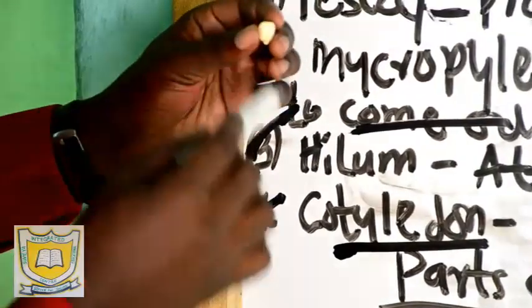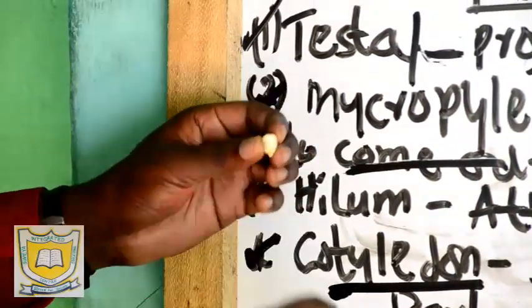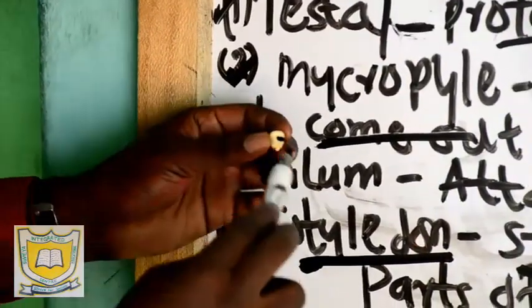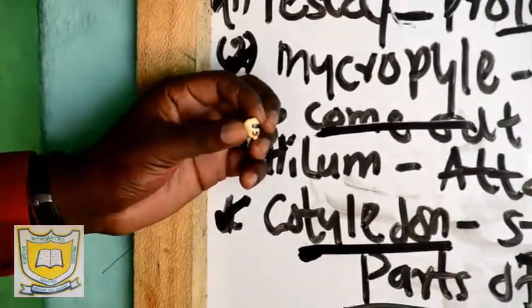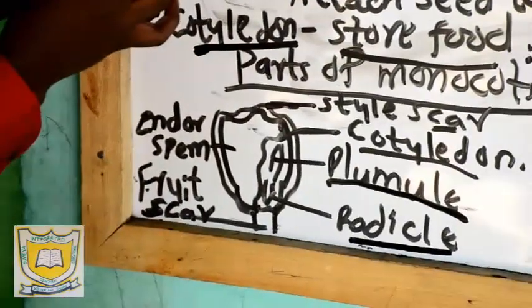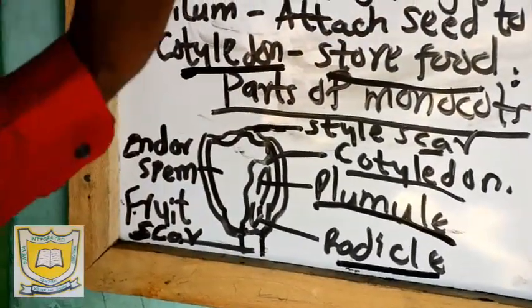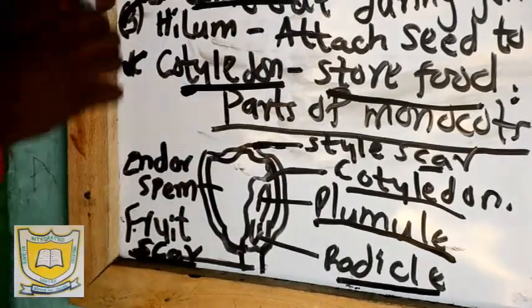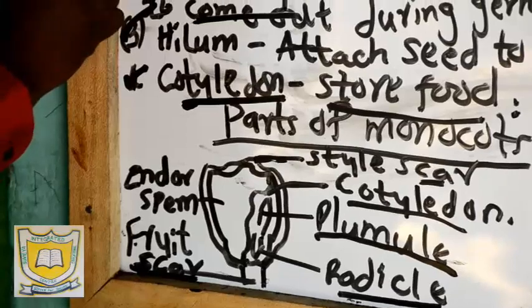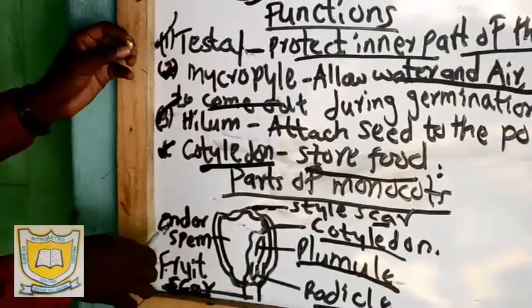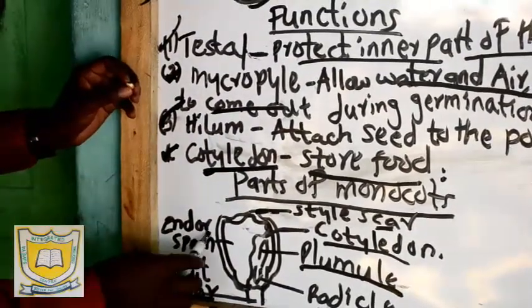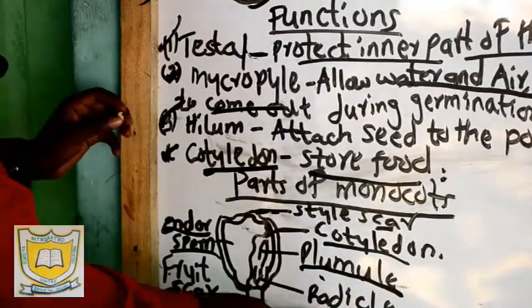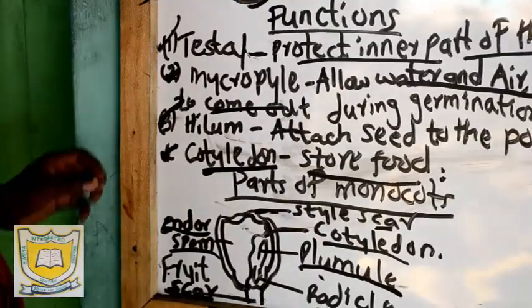Now the cotyledon is the part that is oily. It has oils. Now it is made of the part here called the plumule, and the down part here is called the radicle. Now when you move to this part here, which attaches it to the maize cob, that part is called the fruit scar. Now when you open this maize seed to remove this white colored testa, you will meet what we call the endosperm. So it has style scar, cotyledon, plumule, radicle, fruit scar, and lastly the endosperm.